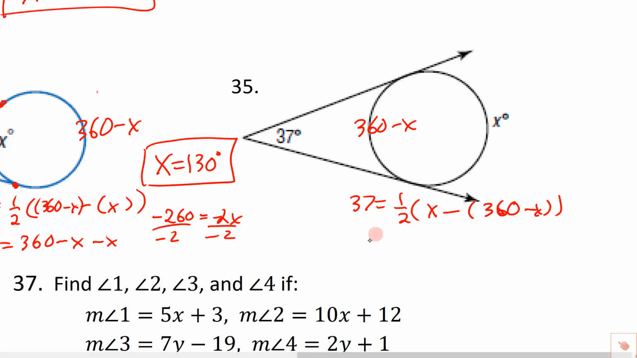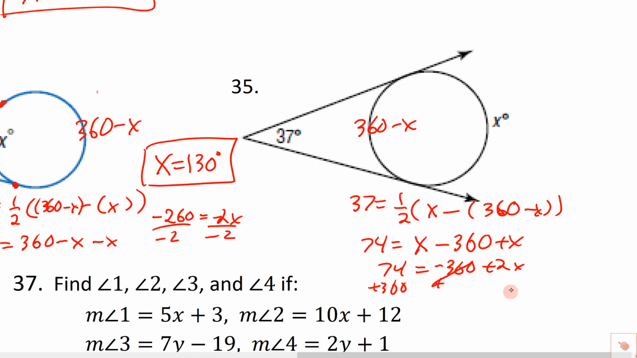Same type of thing happens as before. When I multiply, this is going to be 74 equals x minus, 360 minus x, so that's going to be a plus x. So we get 74 equals negative 360 plus 2x. Move this to the other side by adding 360. So we'll just add 360. So we end up with, let's see, what would that be?